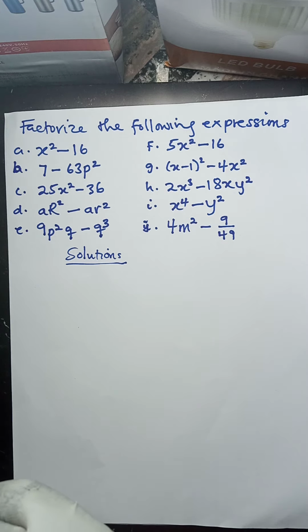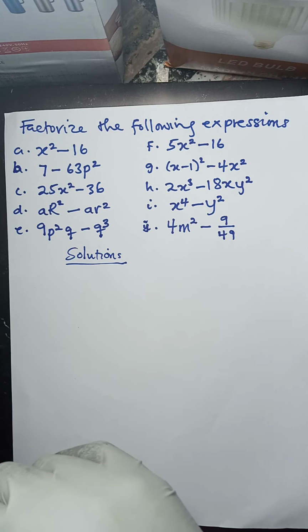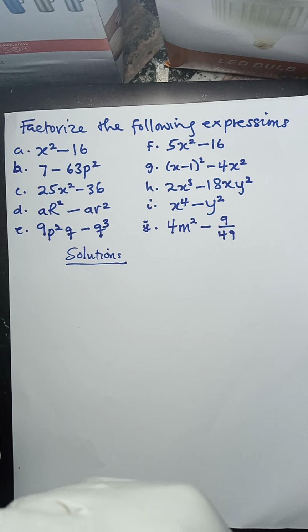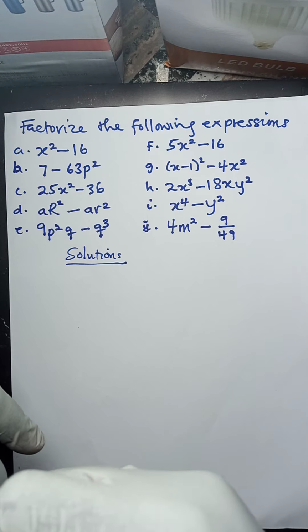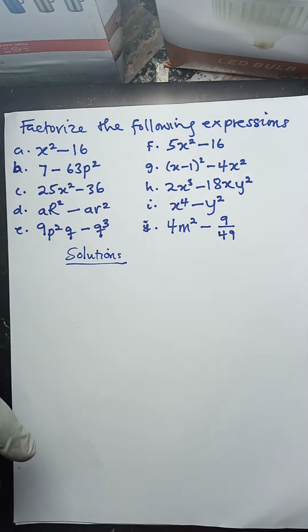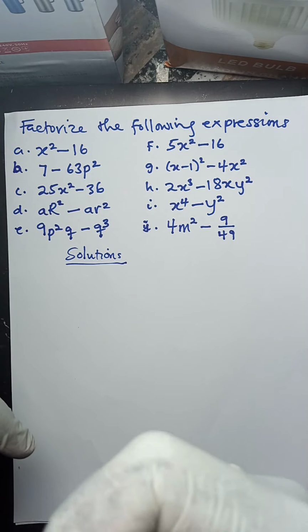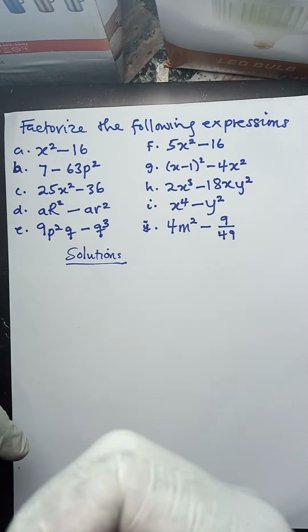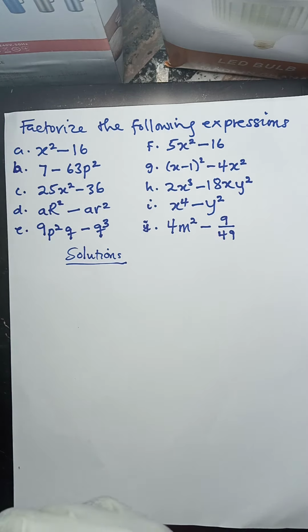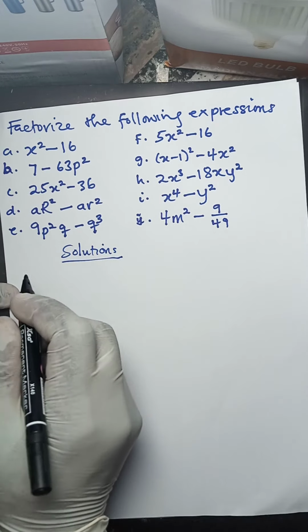Now, before you start with this, one thing you have to know about factorization is that whenever you want to factorize, you always look for common factors. Even with the difference of two squares, before you factorize, always get the common factor out. That's the first thing you must do before you continue. So let me pick the first one.